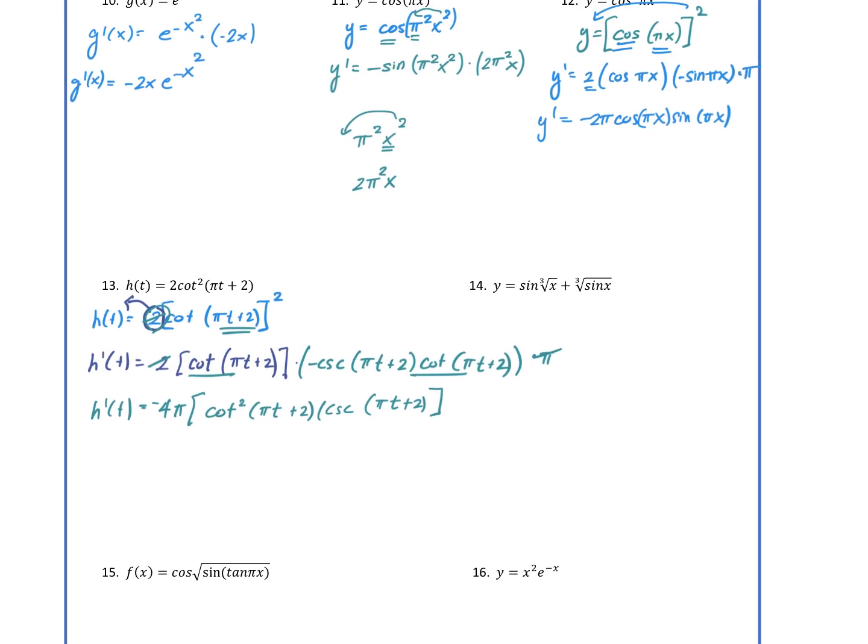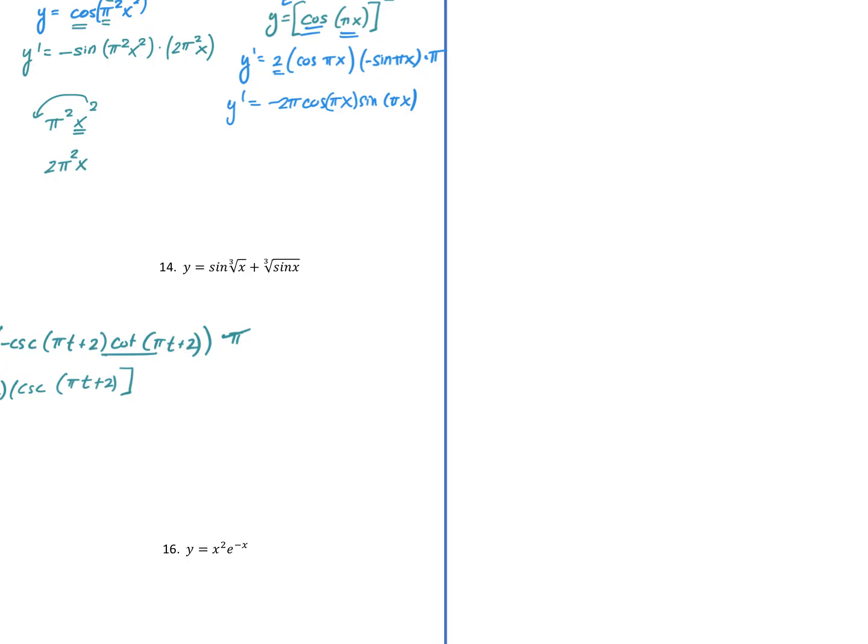Okay. For number 14, let's work it off to the side. Again, this is a little confusing, but we have sine of x to the 1/3 power. The 1/3 is just going to the x, plus the sine of x to the 1/3 power. Although they're both chain rule, on the first one, this is the outer function, that's the inner function. This is the outer function, and this becomes the inner function.